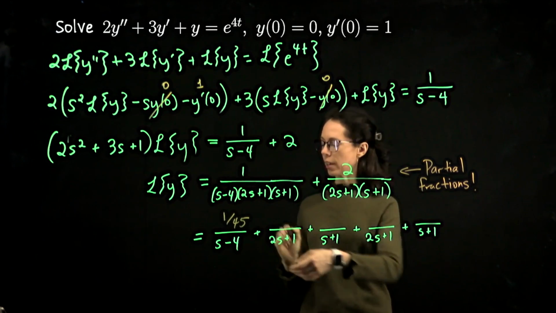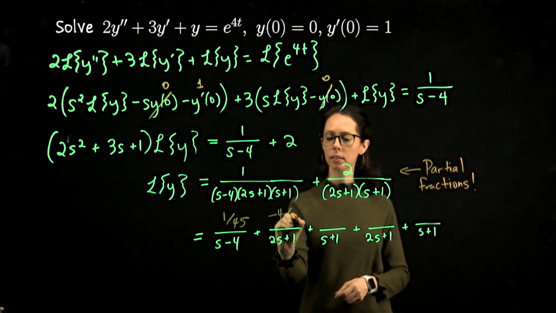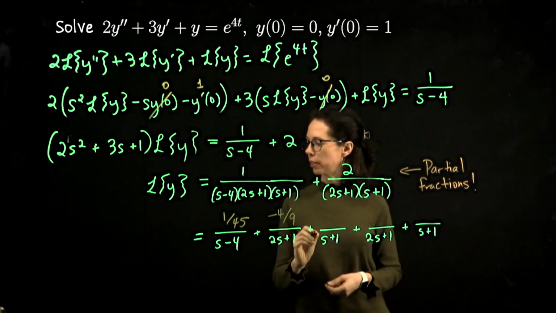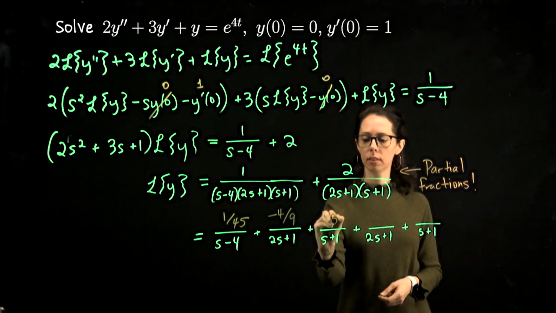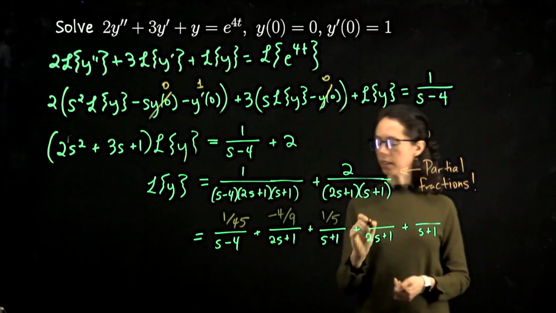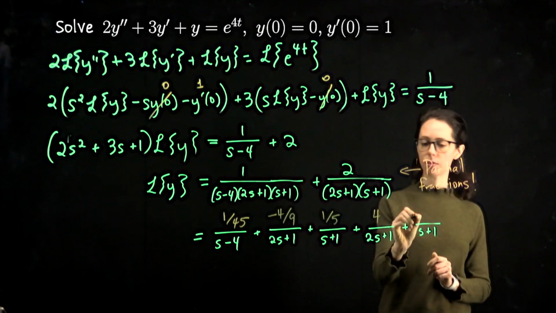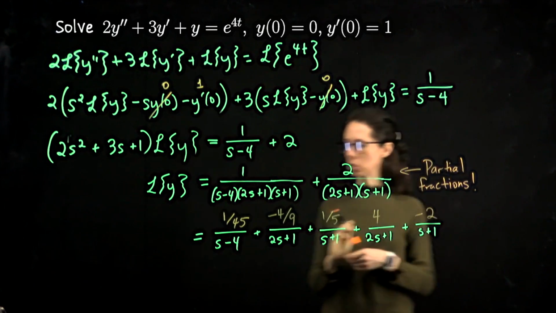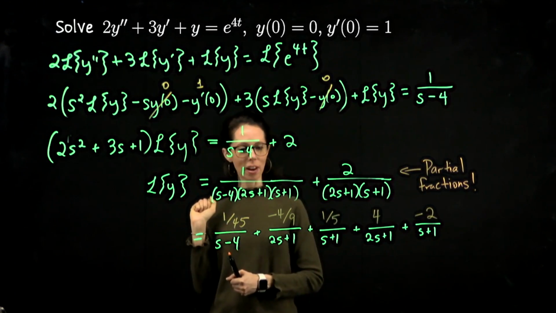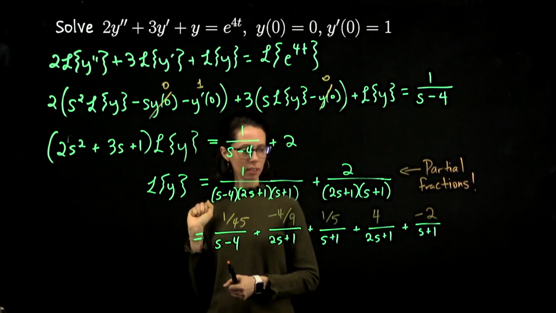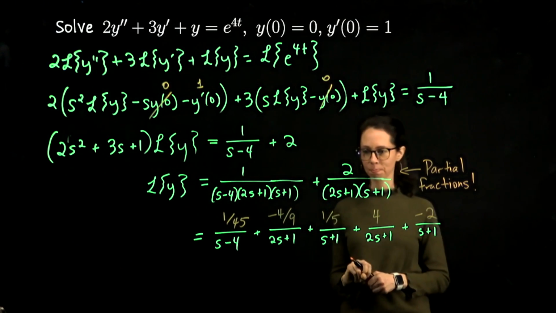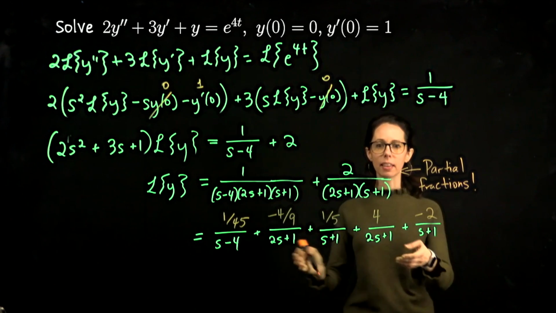For this one, you get negative 4 over 9. For s plus 1, you get 1 over 5. And then for 2s plus 1 here, you get 4. And then this s plus 1 is, I believe, negative 2. Okay, let me just double check this versus the work I have from using software. Okay, yeah, we're good. Let's combine the like expressions now.